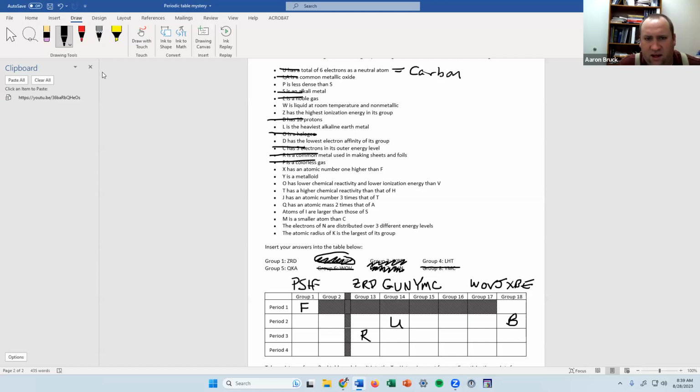X has an atomic number 1 higher than F. Well, we already just put F here, so that means that X must be here. So X is helium. Y is a metalloid. Well, group 15, that's the nitrogen group. So we've got nitrogen, phosphorus, and arsenic. Of those three, arsenic is the metalloid, so that means Y is right there.